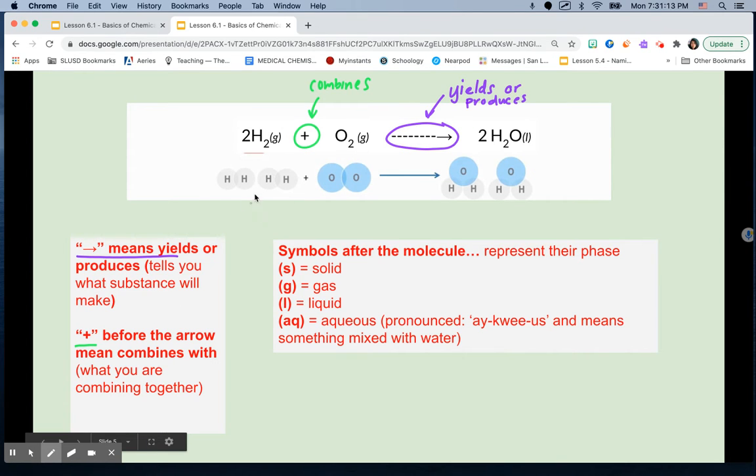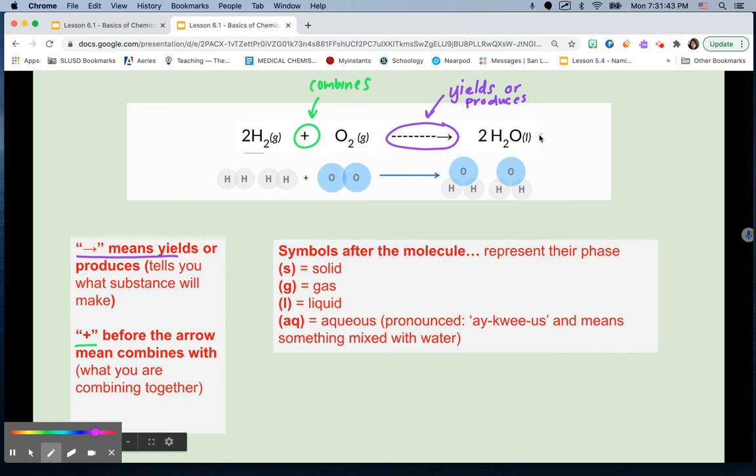So another part of the chemical equation that you need to know is what the arrow represents and what the plus sign before the arrow represents. So before the arrow, if you see a plus sign, that means you're combining these two things together, right? And when these two things combine, something will happen. And the arrow just means that you're going to make this thing, right? It's pretty straightforward, but I just wanted to make that clear.